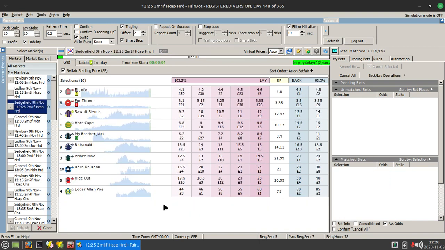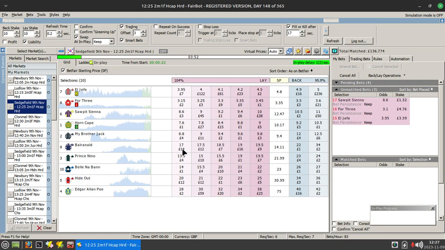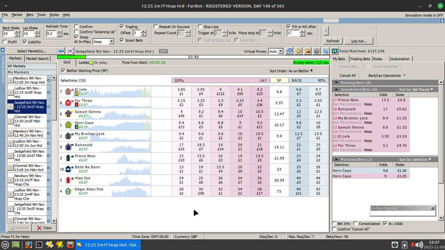Okay, we're off and running at the first race at Sedgefield. I'm going to do something slightly different. I'm going to go back to 3 offset. I'm going to increase my killer fill to 15 or so, 17 seconds, because I'm going to go in at lower odds. I'm going to ask for lower odds. So by increasing the killer fill, it gives those lays a better opportunity of being matched.